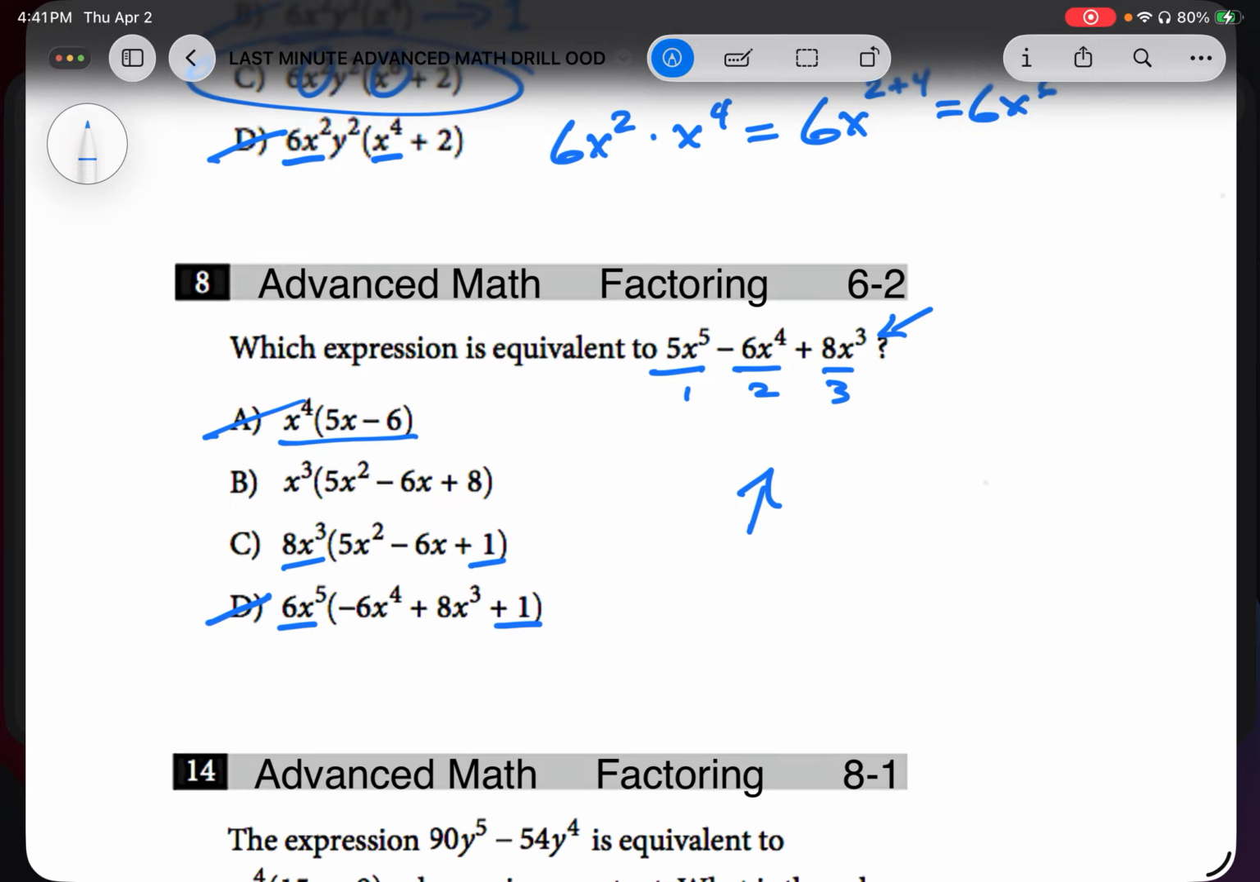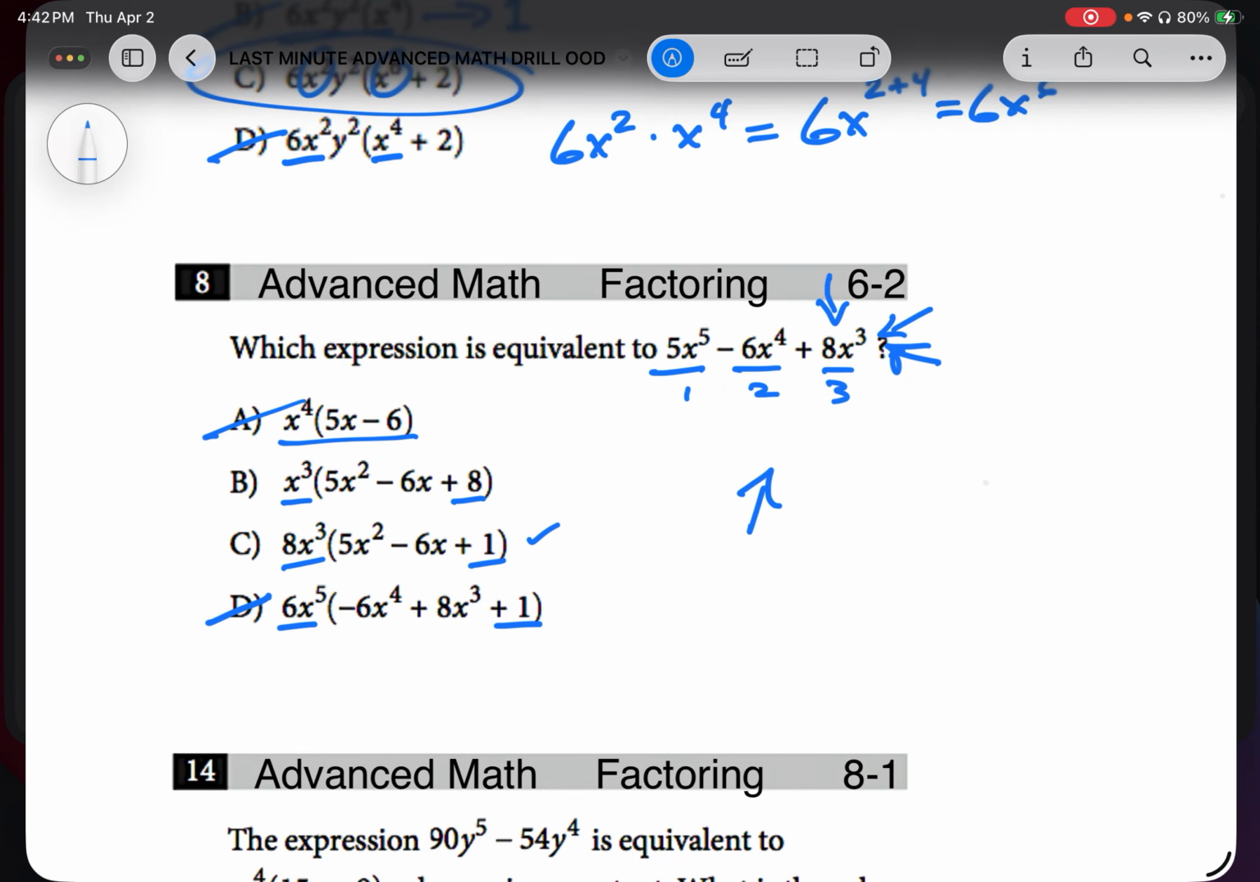Let's take a look at the ends for this one. For answer choice C, 8x to the third power times 1 is 8x to the third power. Yes, I have that right there. So I'm going to keep this answer, but don't bite on the answer yet. Notice answer choice B says x to the third power times 8 is also 8x to the third power. So what can we do?